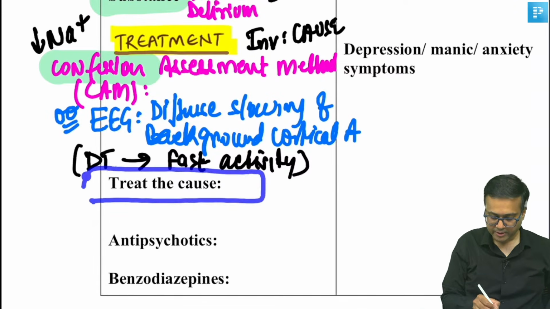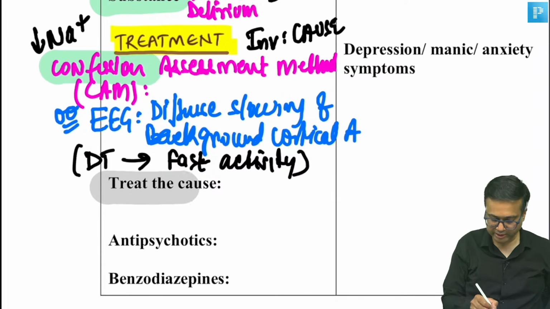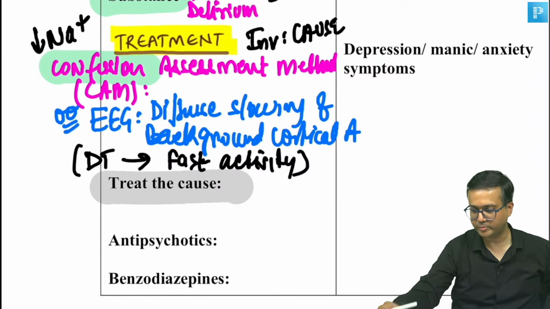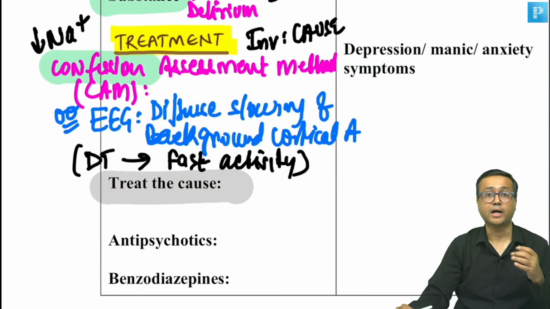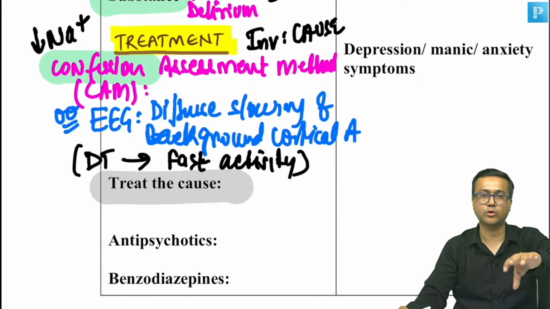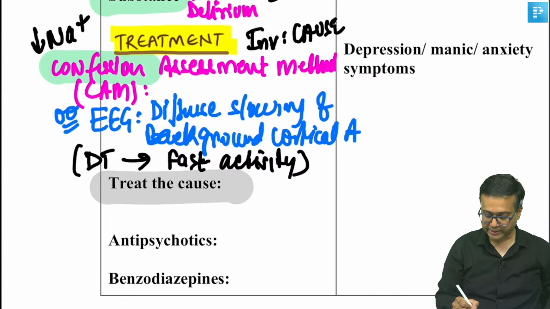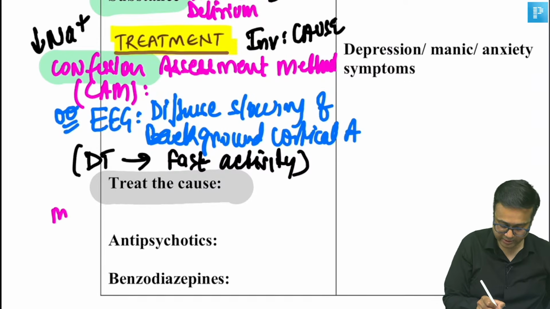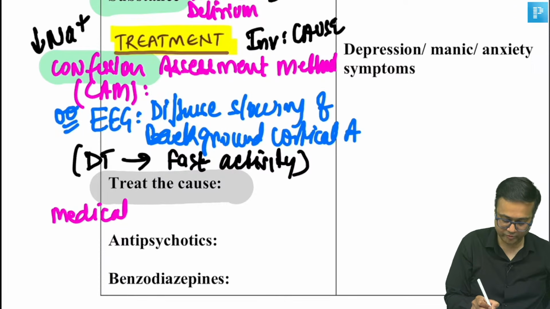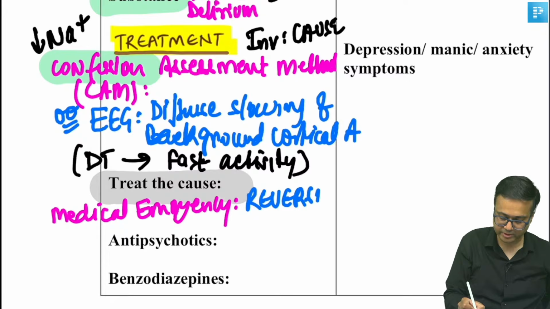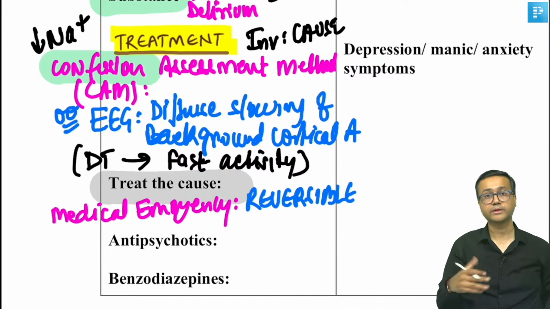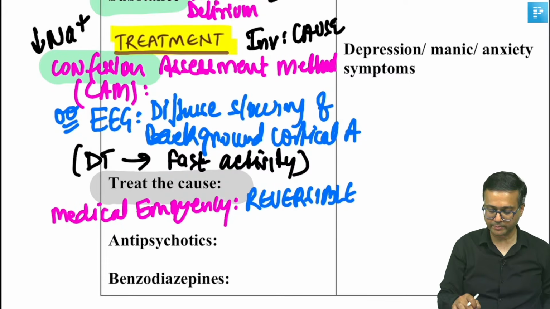See, in the treatment, the first point which I have mentioned is, beta, treat the cause. Why am I saying treat the cause? Because identify the cause, whatever is the cause, treat it. You will see, although delirium is a medical emergency, you may find the patient in the ICU, it's an emergency. But remember, very important, it is reversible. Identify the cause, treat the cause. You will see the majority of the cases are reversible. But let's discuss some important points, beta.